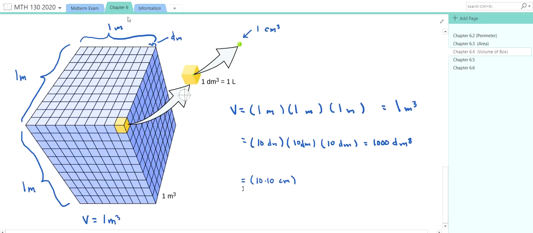So there are 10 centimeters in every decimeter. So if there's 10 decimeters, there's 10 times 10, which is 100 centimeters in 10 decimeters. So I'm just going to put this 100 centimeters here. 100 centimeters. So in 1 cubic meter, there are 1 million cubic centimeters.